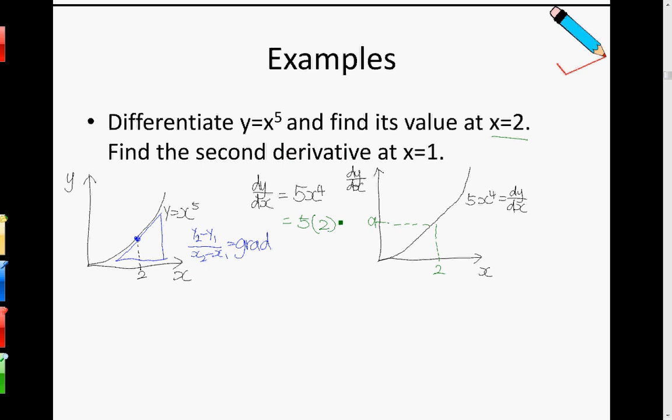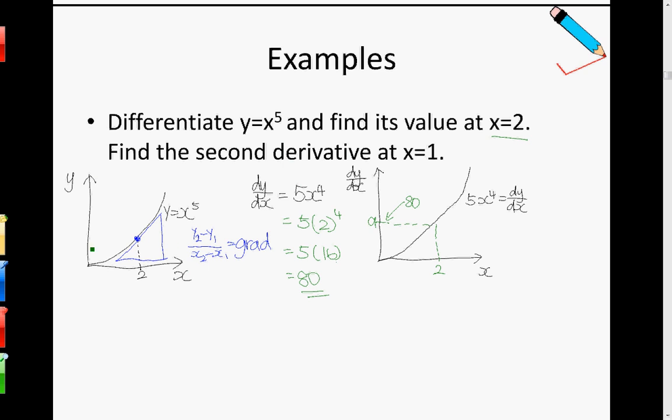X is now 2 to the power of 4. 5 times 2 to the power of 4 is 16, so this will be actually 80. So the value of a here is actually equal to 80. So let me just say this is 80.